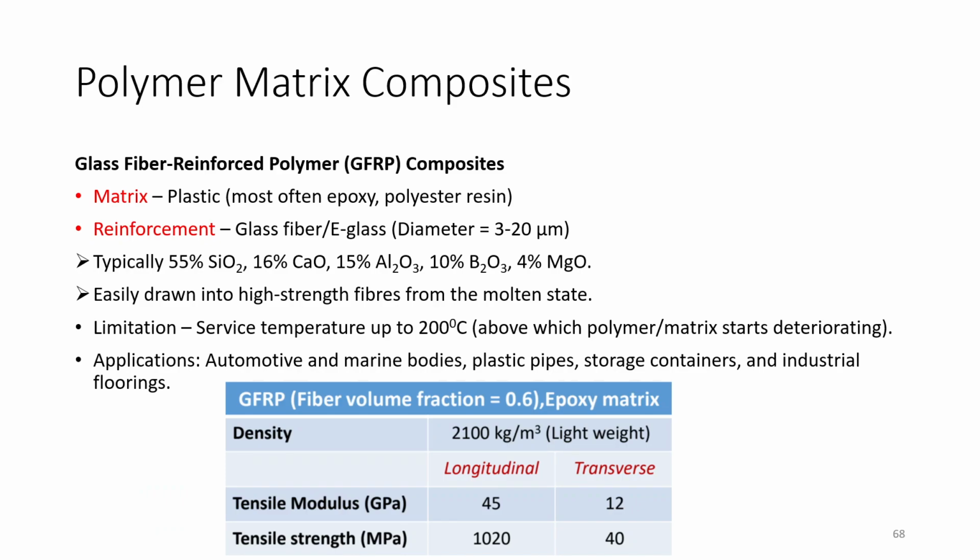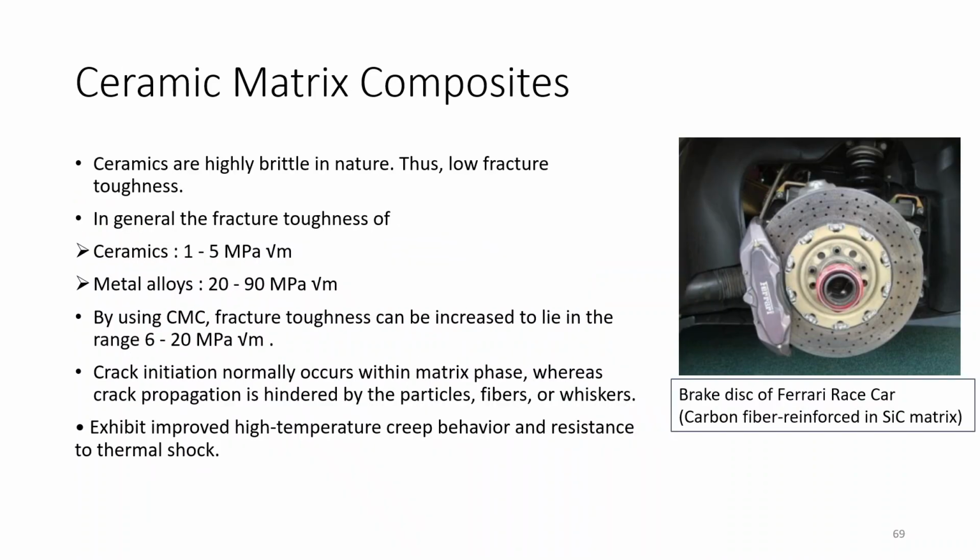In case of polymer matrix composites, you have glass fiber polymer. So in this case, you have matrix as plastic, which is most often epoxy, polyester resin, etc. Reinforcement can be glass fiber, and they are easily drawn into high strength fibers from molten state, and the limitation is service temperature is up to 200 degrees Celsius because your polymer will start to deteriorate.